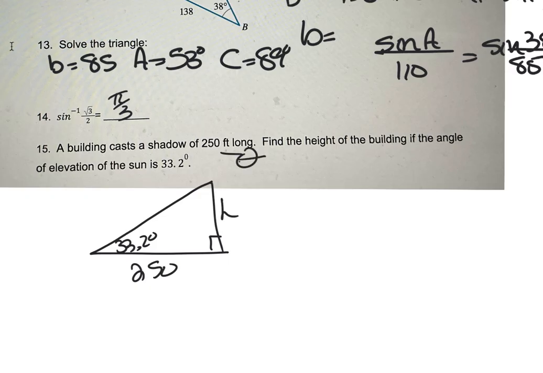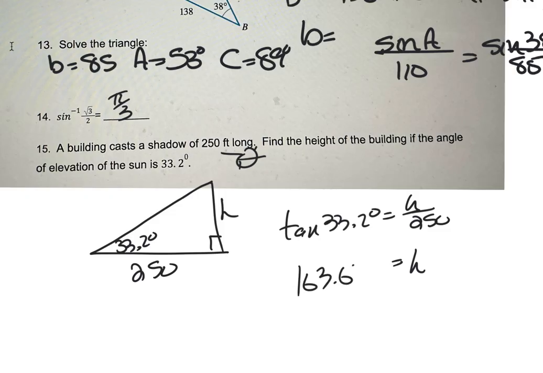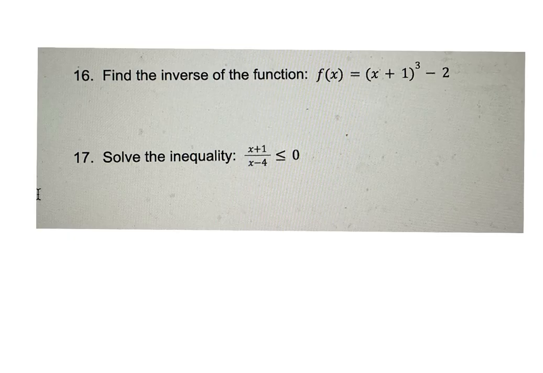The sun's up here somewhere. So that's opposite over adjacent. I'm going to do tangent 33.2 degrees equals, this is just SOHCAHTOA, h over 250. So I'm going to multiply 250 times tangent 33.2. I'm getting 163.6, and there's your angle of elevation.